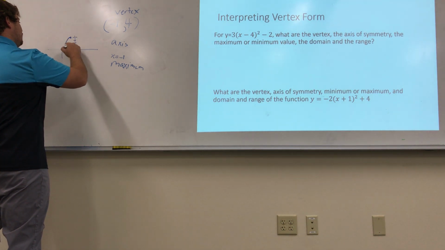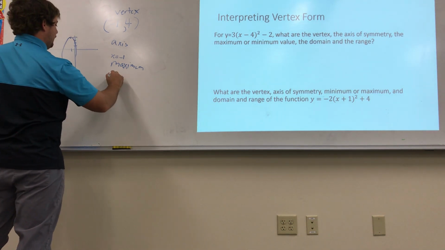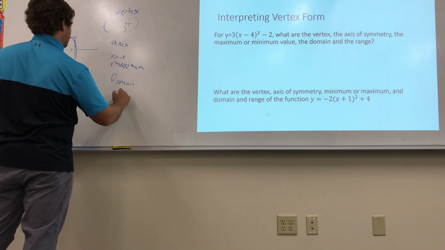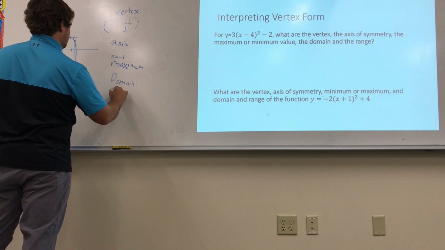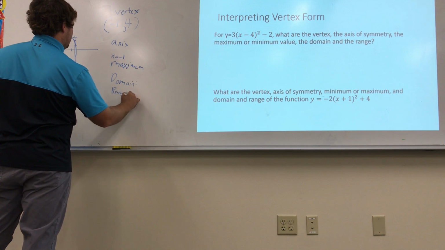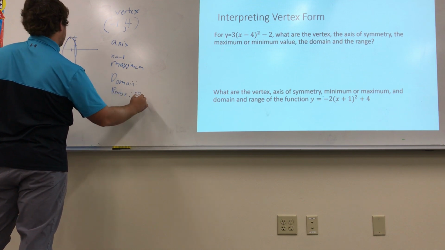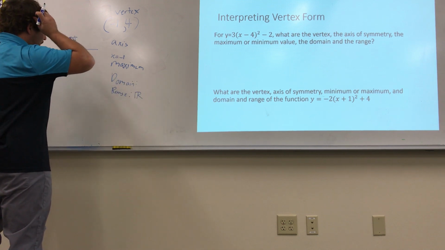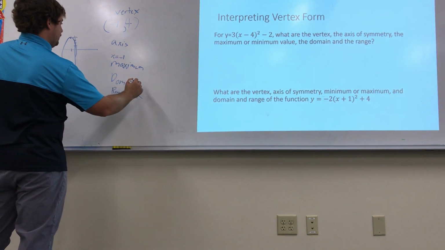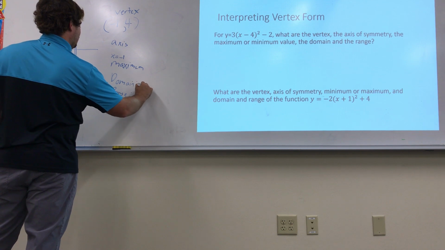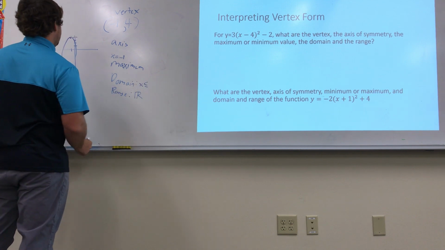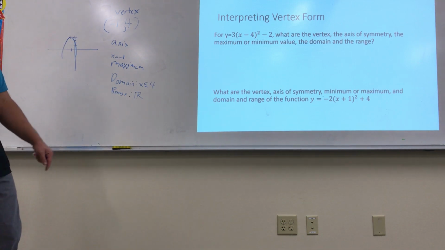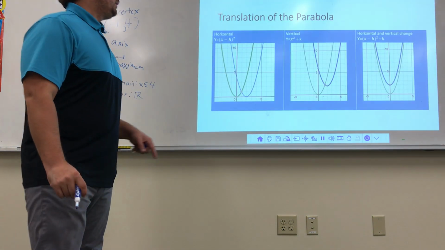There's my deal. So, domain. Range. Range is all real numbers because you're going to keep going on your y values both ways. My x value has got to be less than or equal to 4. That is all you have to do on that.